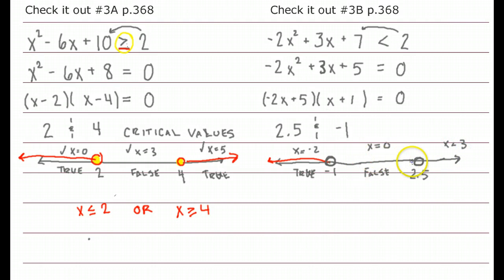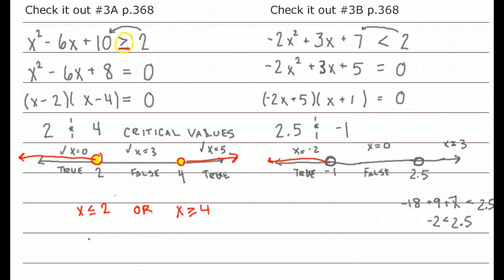Now I just want to double check. If it's not on the inside, 9 times out of 10 it's on the outside, but we just want to be sure. So let's check for x equal to 3. So -2 times 3 squared, which is 9, that's -18. Plus 3 times 3, which is 9. Plus 7, is that less than 2? Oops, that's supposed to be 2.5. -18 plus 9 plus 7 is -2. So is -2 in fact less than 2.5? And of course it is. So this is also true.